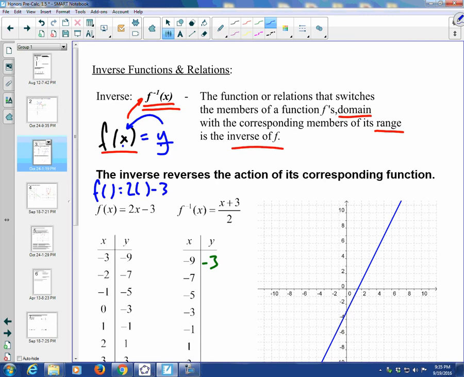F inverse takes its input and first adds 3, which undoes the subtraction of 3, which is the last thing that f did. The next thing f inverse does is divide by 2, which undoes the first thing that f did, the multiplication by 2. So really what we're seeing is the process of f inverse undoing the process of f.